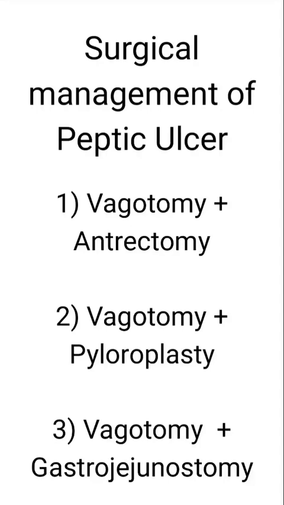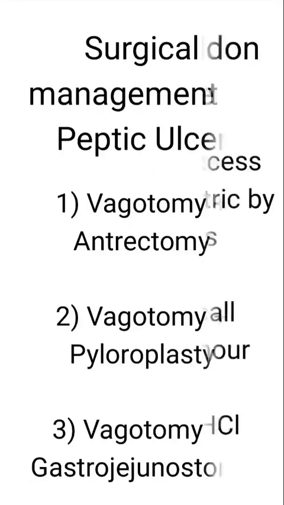So the various forms of surgical management are vagotomy plus antrectomy, which is resection of the antrum, vagotomy plus pyloroplasty, where there is resection and dilatation of the pyloric canal, and vagotomy, which is cutting of the vagus, with gastrojejunostomy, where the stomach is connected with the jejunum along with vagotomy. So these are the treatments which are given if the patient is not responding to the medical line of treatment.